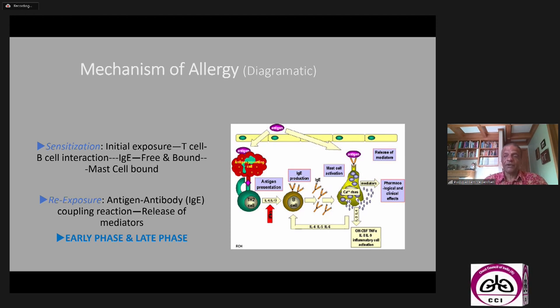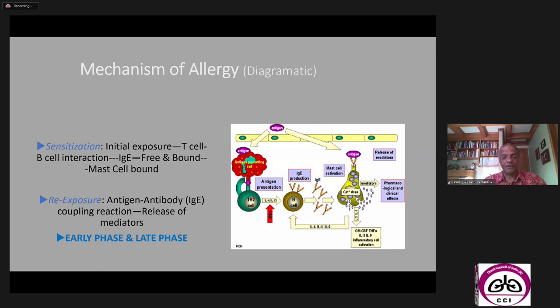So just like when you want to see the director of CMC Vellore, I can't just walk into the office and say, I'm so and so. I need to be escorted by one of the departmental heads to say, this is so and so. Similarly, the antigen presenting cell will escort the antigen to the T cell, T lymphocyte.